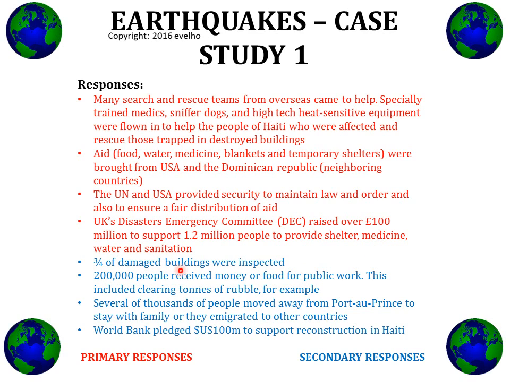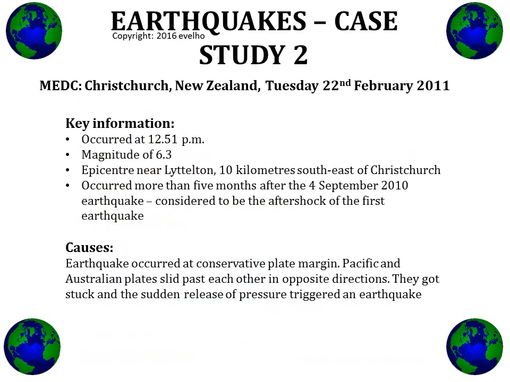3/4 of damaged buildings were inspected. These are now secondary effects. 200,000 people received money or food for public work. This included clearing tons of rubble, for example. Several thousands of people moved away from Port-au-Prince to stay with family or they emigrated to other countries. The World Bank pledged $100 million to support the reconstruction in Haiti.